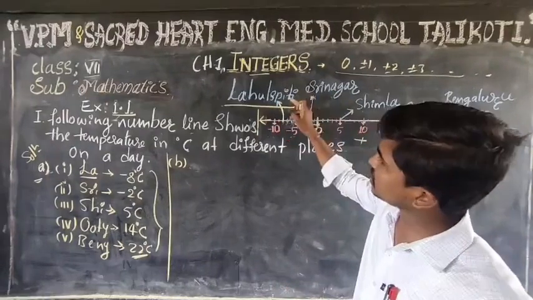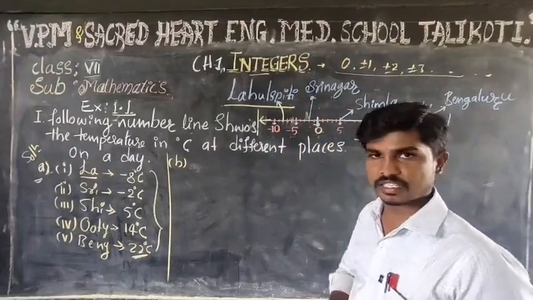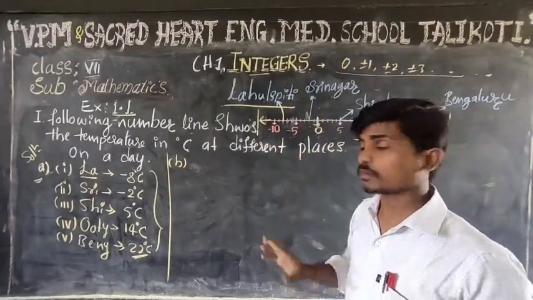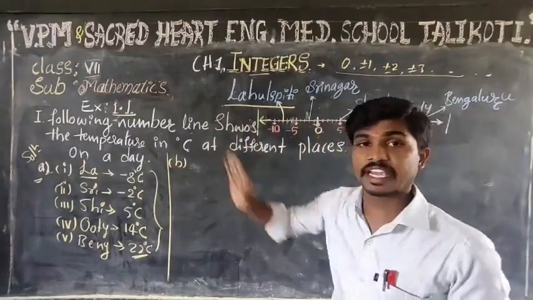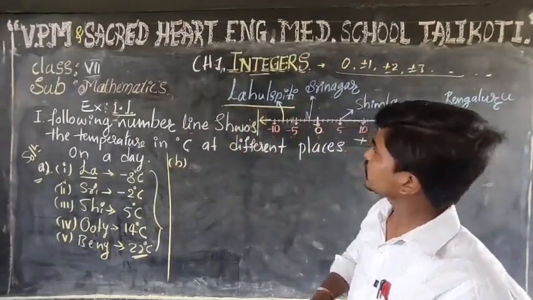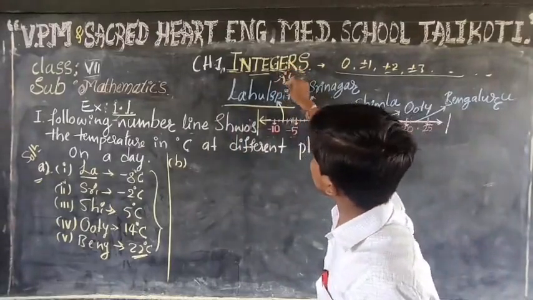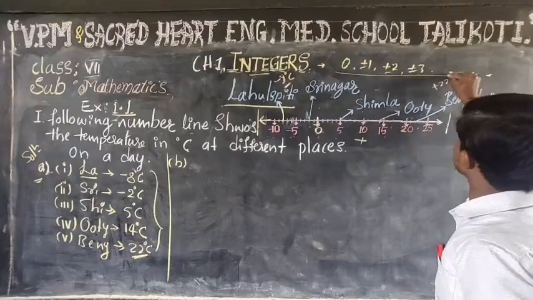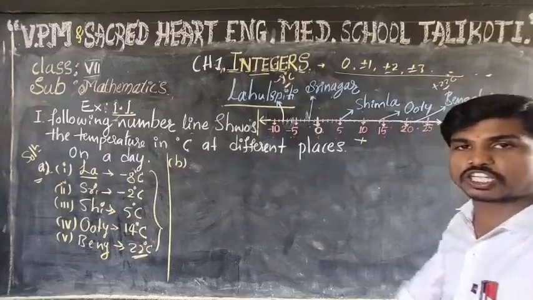Lahaul Spiti has minus 8 degrees Celsius. Which is the lowest one? The bigger number is the lowest because this is on the negative part of a number line. That's why minus 8 degrees Celsius is the coldest place, and plus 22 degrees Celsius is the hottest place.